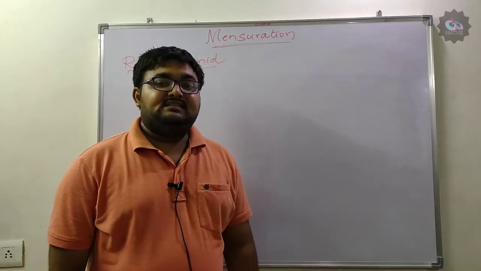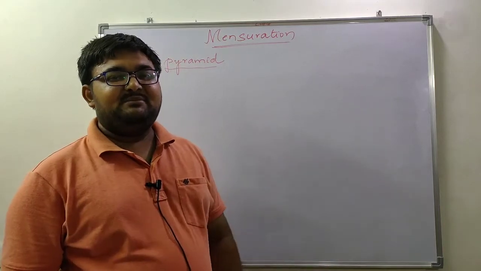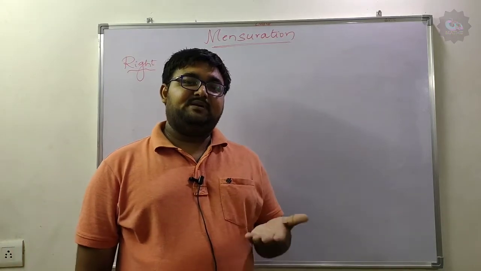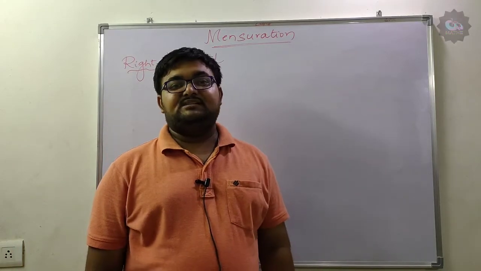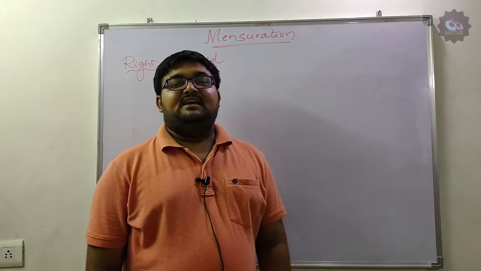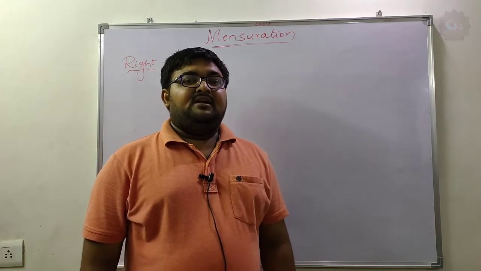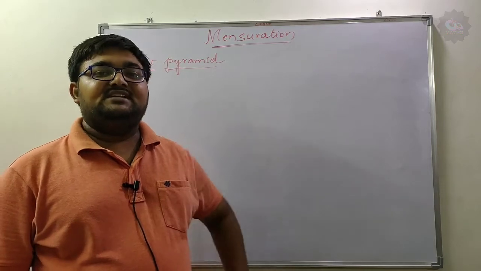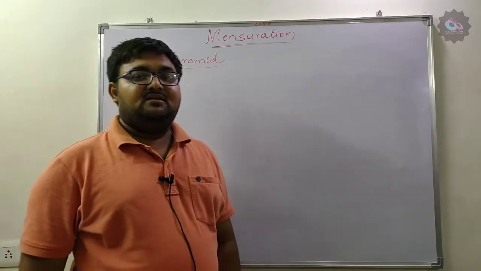Now let us discuss a right pyramid. Right pyramid means that if the axis is perpendicular to the base, then such a pyramid is called a right pyramid. Now the name of the pyramid is defined by the number of sides of its base, right?